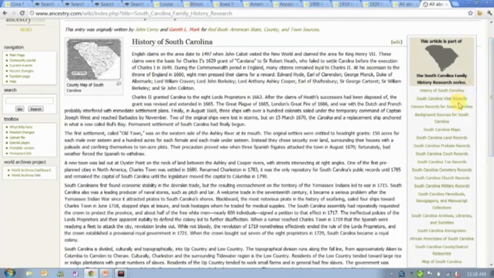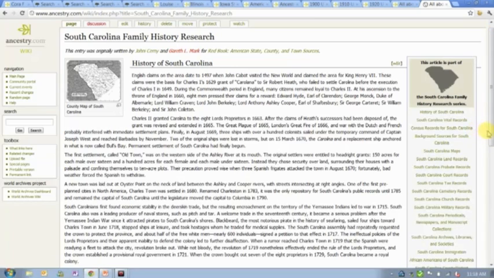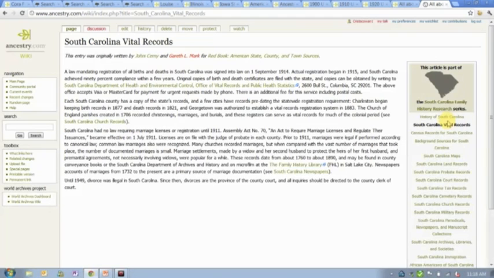But again, just like on The Source, you're going to have this sidebar over here. And this sidebar then is broken down by record type. So we're in South Carolina research, but now, for example, we're looking for South Carolina vital records. Now, for those of you who are new to genealogy, vital records is a term that we use that means simply the vital events in a person's life, specifically birth, marriage, and death. Those three events are considered the vital events in a person's life, and so records that pertain to those three events are oftentimes just rolled up into the singular term of vital records. And so that's what you're going to find when you click on here: information about South Carolina vital records.